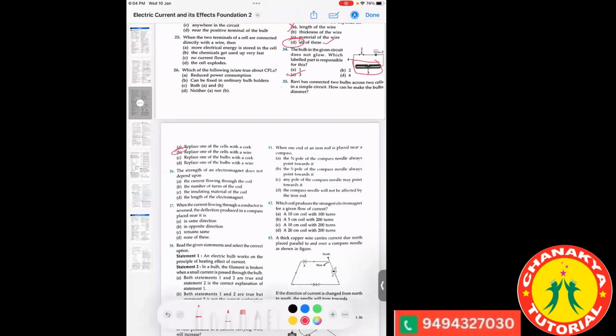What they have said is Ravi has connected the two bulbs with the two cells. Now we have to make that bulb dimmer. If we have to make it bright, we use two cells so that more chemical energy will be stored. But if we want to reduce the glowing power of it, we should reduce the number of cells. So that is why we will be replacing one of the cells with a wire.